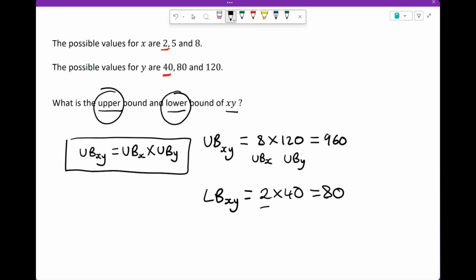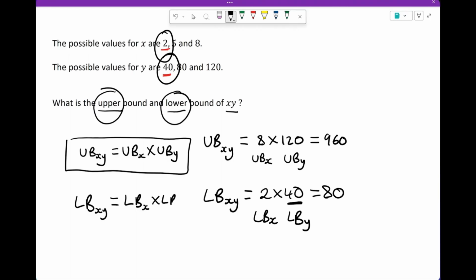So let's just consider which values we picked. So for the 2, well, that was the smallest value of x. Okay, so we picked the lower bound for x. And then for the 40, well, that was the lowest value for y. So we picked the lower bound of y. So if you want the lower bound of a multiplication calculation, that is going to be equal to the lower bound of one number in the calculation multiplied by the lower bound of the other number in the calculation.